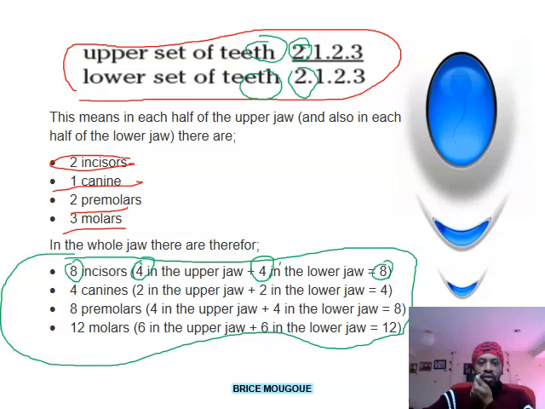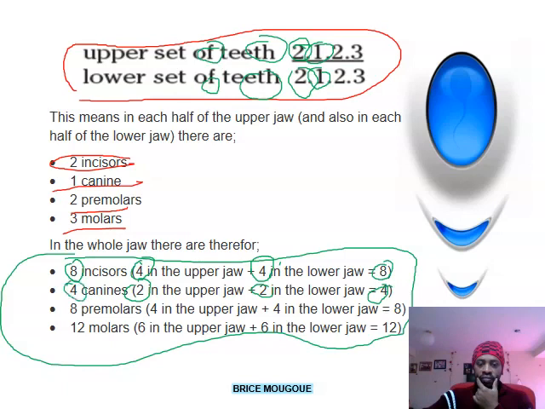One canine up on the right, one canine up on the left. That gives me two up. One canine down on the right, one canine down on the left. That gives me another two canines down, lower jaw. 2 plus 2 gives me four. So adult humans have four canines.